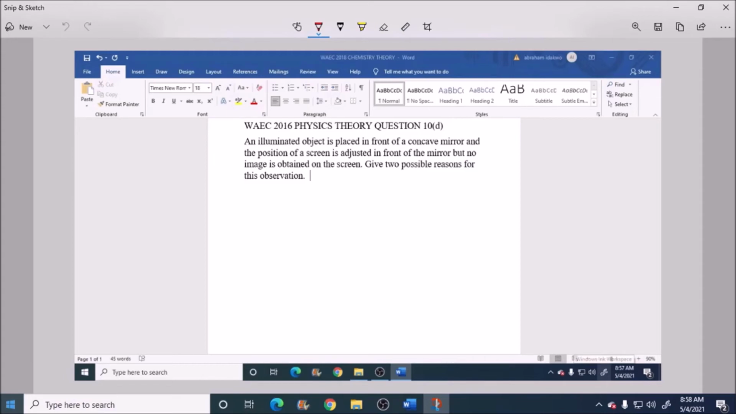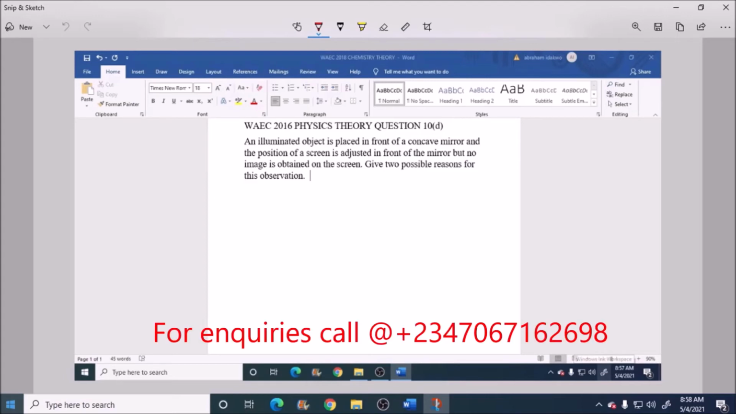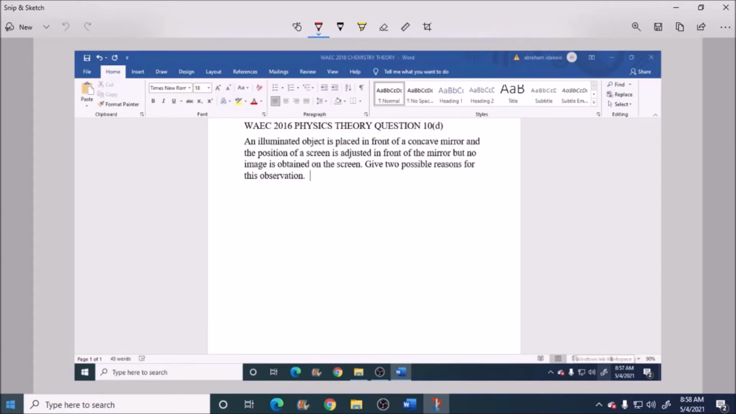Number one, I said the object, the screen, and the mirror are not coaxial. The object is placed at the focal point of the mirror, and then the object is placed between the focus and the pole. And then the last possible reason is that the screen is located at a distance less than or greater than the actual image distance. So let's put that down in writing.